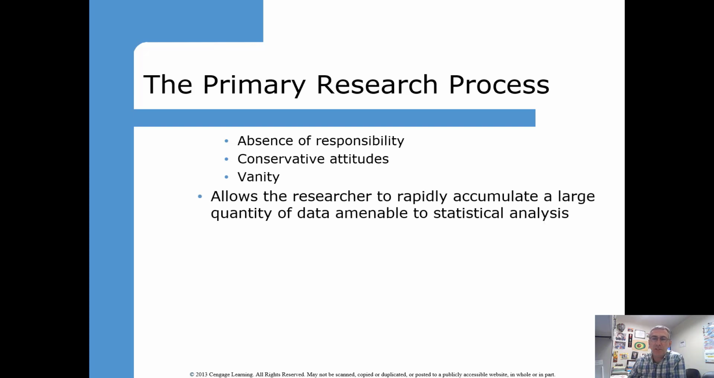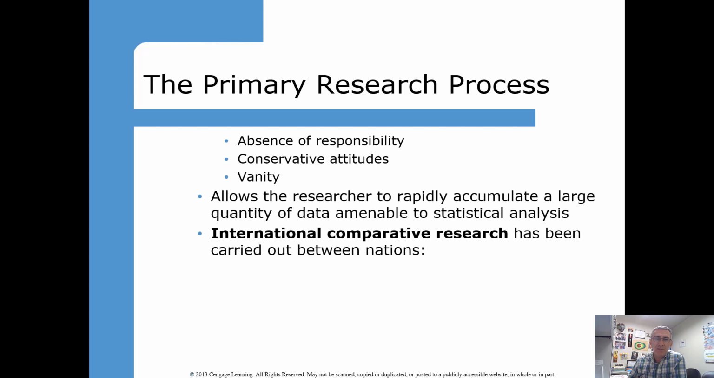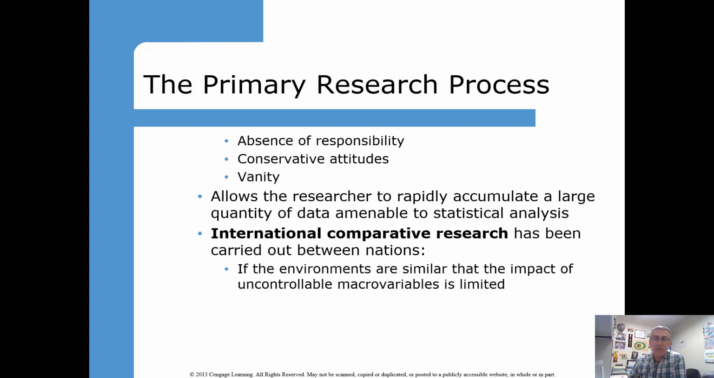Allows the researcher to rapidly accumulate a large quantity of data amenable to statistical analysis. Then we have these international comparative research studies that have been carried out between nations. If the environments are similar, the impact of uncontrollable macro variables is limited.